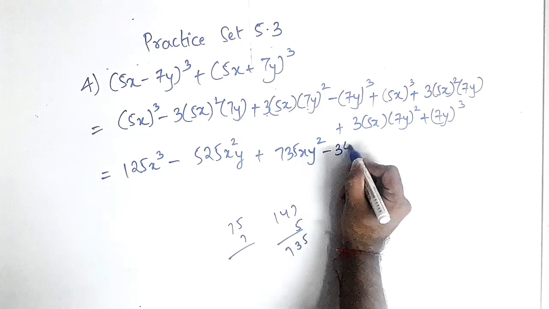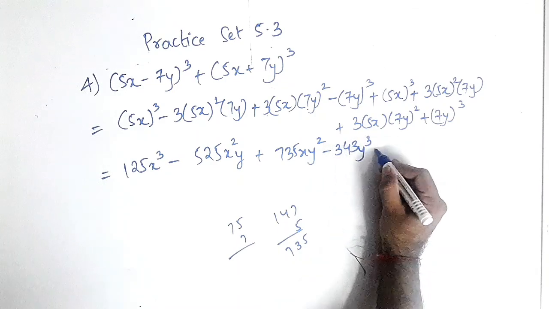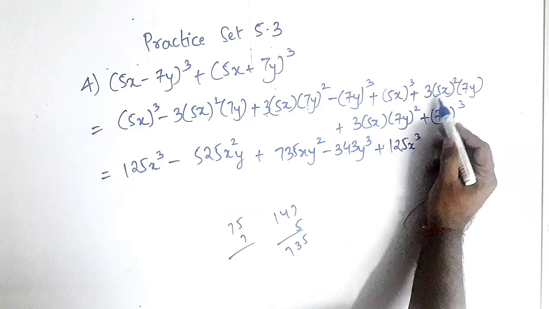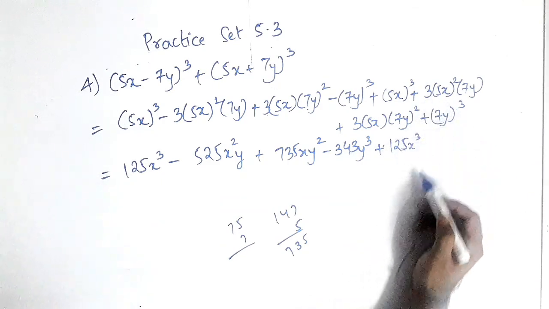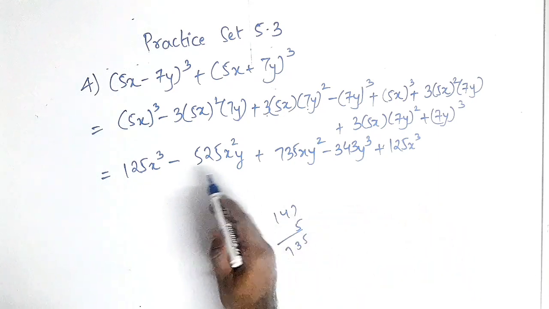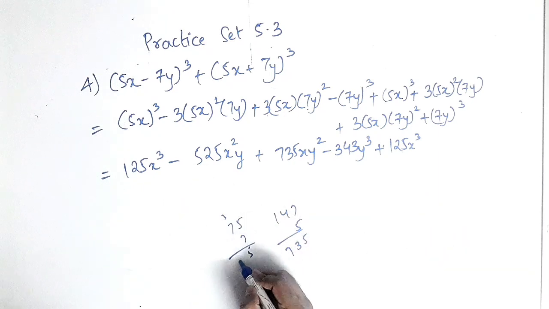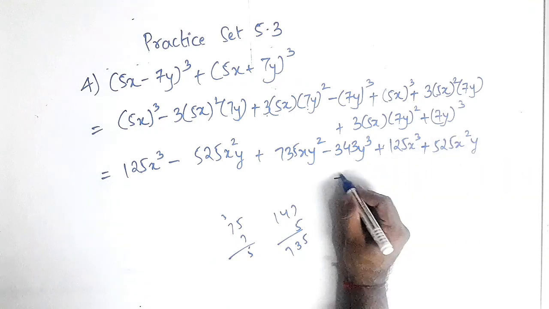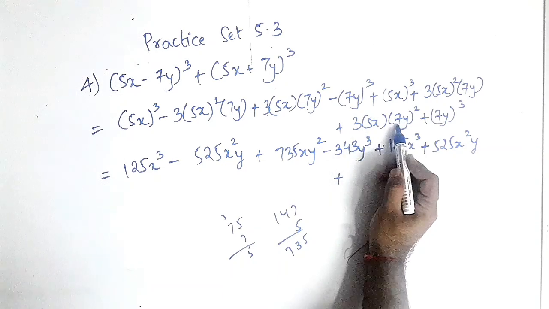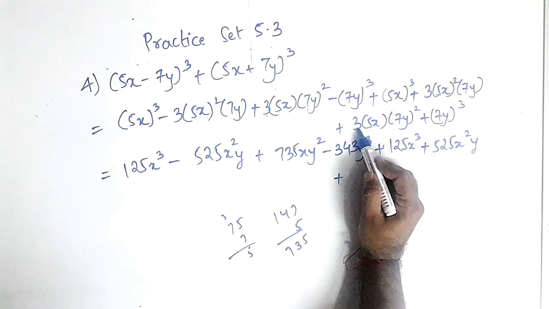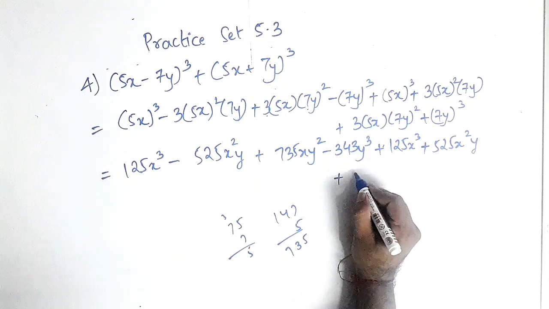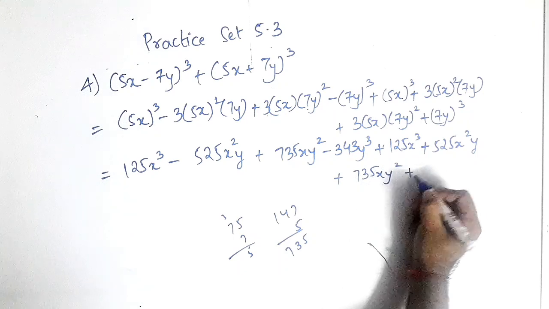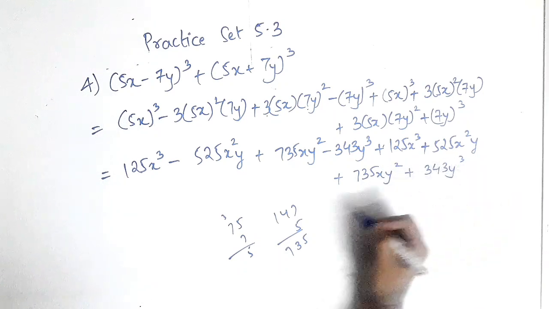You know children, it is 343y cube, okay, plus this is 125x cube, 5 square 25, 3s are 75 into 7, again we are checking, 7 5s are 35, 525x square y, correct, plus this is how much? 7 square 49, 49 3s are 147, 147 5 times is 735xy square, plus this is 343y cube.